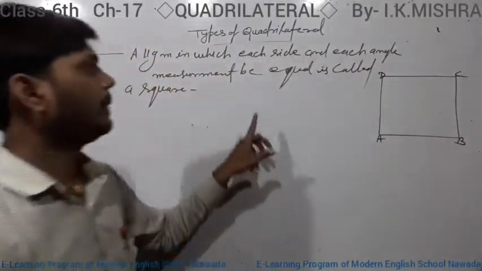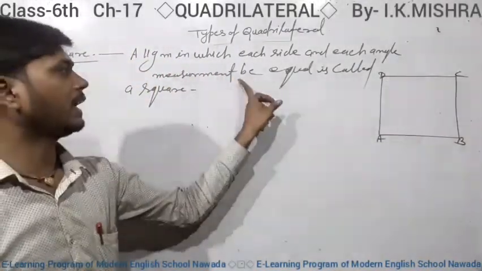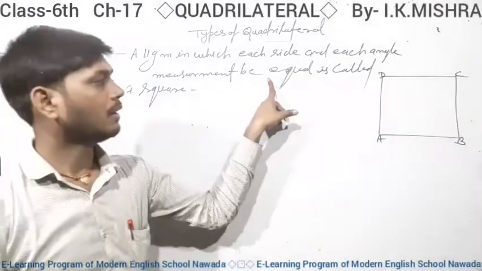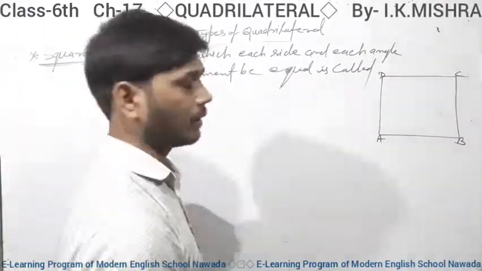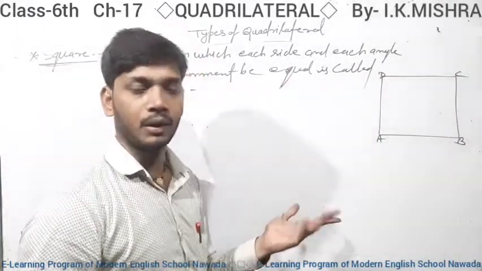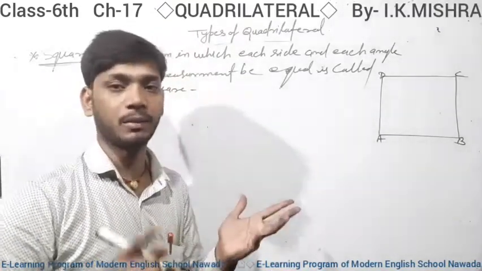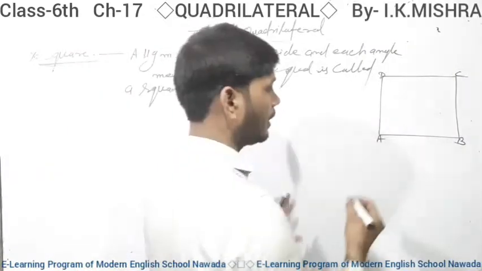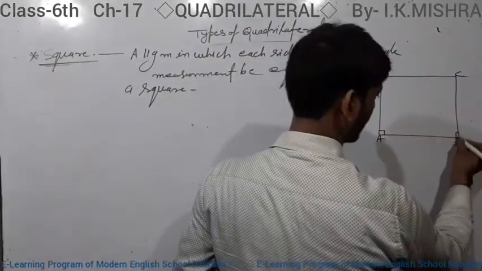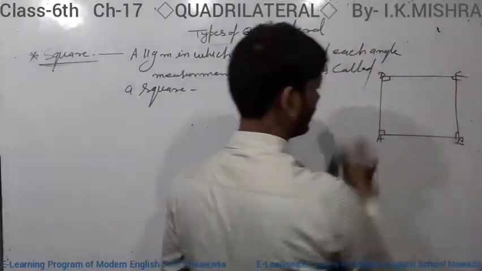Here the measurement of each angle is equal to 90 degrees. Equal means 90 degrees. Here the 4 angles sum to 360 degrees. That means each angle will be 90 degrees. Here each angle measurement is 90 degrees.